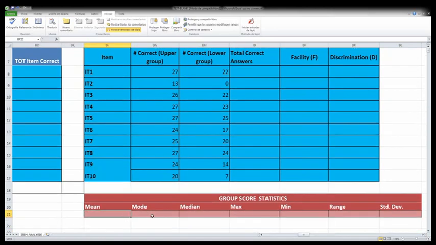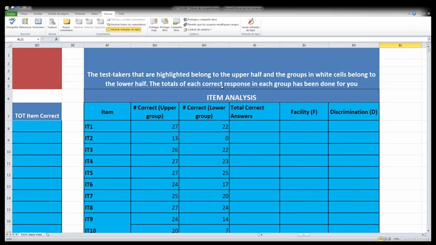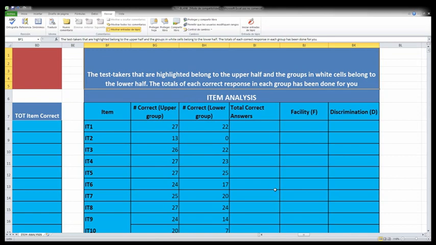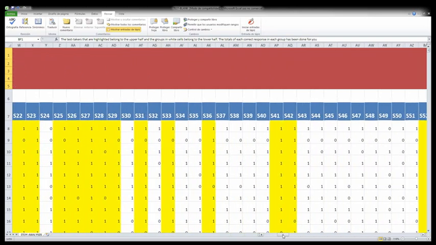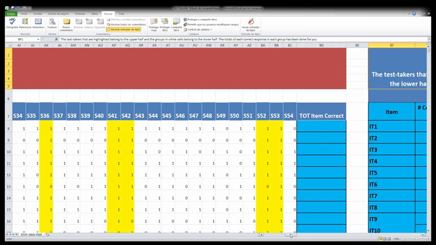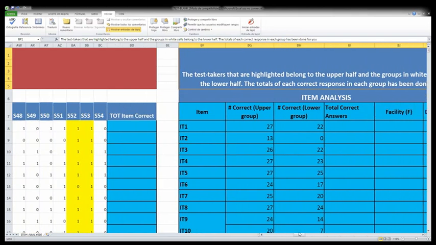So here are the cells to calculate the mean, the mode, the median, the maximum, the minimum, the range, and the standard deviation. Now, something else that I help you with is that I divided the group to perform the item analysis. The columns that you're going to see highlighted in yellow are the upper half, the high achievers, the group who performed better on this test, and the regular cells that are in white are the ones of the lower group, the lower half, or the low achievers.